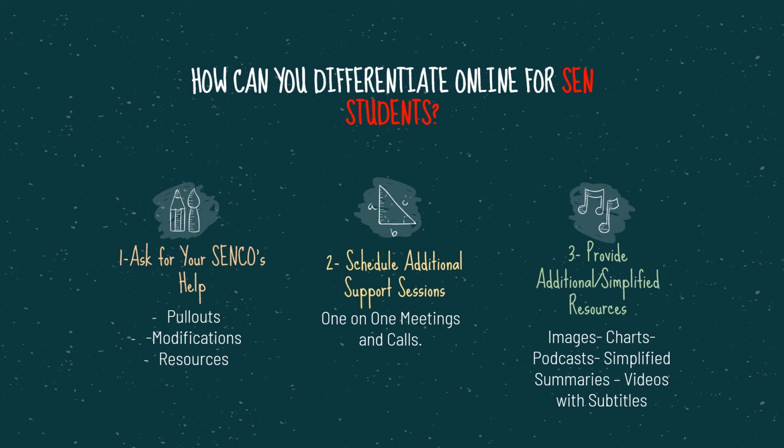The third thing you can do is to provide lots of additional and simplified resources. So always bear in mind that an SEN student cannot use the same resources you give to your regular students. So you have to give them additional resources, simplified resources, maybe give them a slower video with subtitles, maybe give them a simplified document, a simplified chart, and just break things down for them, chunk them down into parts so that they can follow along.